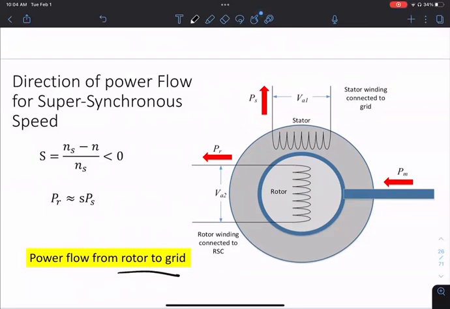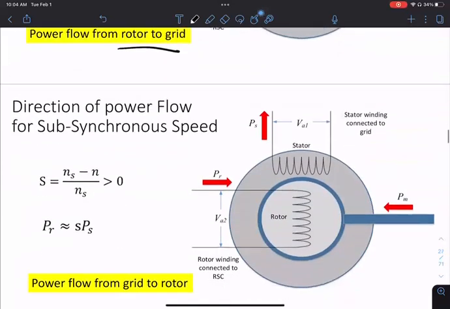Which sort of makes sense, right? I'm faster than synchronous speed, I'm generating active power, the active power comes out both sides. Okay, active power both sides. So that's sort of right. You have to be careful about this so that it doesn't go negative. But assuming PS is positive, PR will be a negative number.